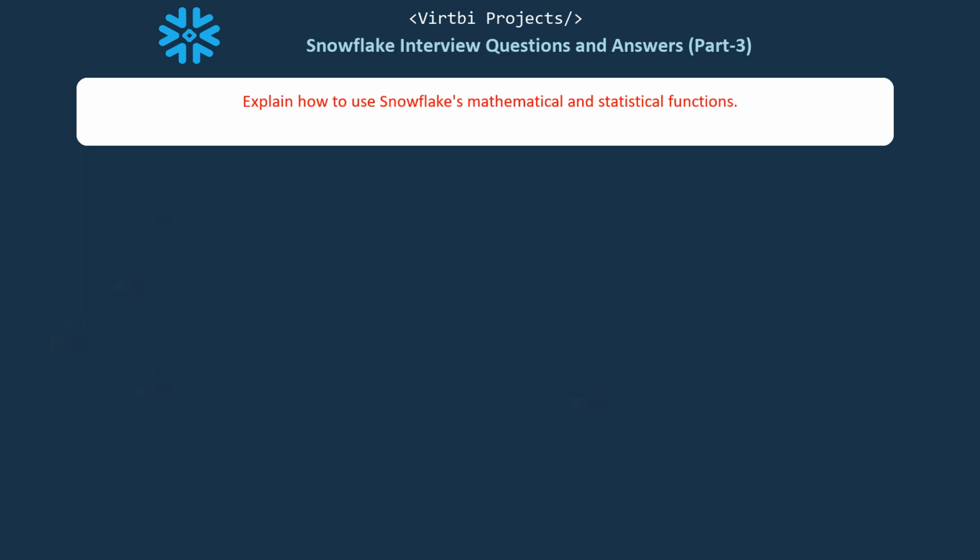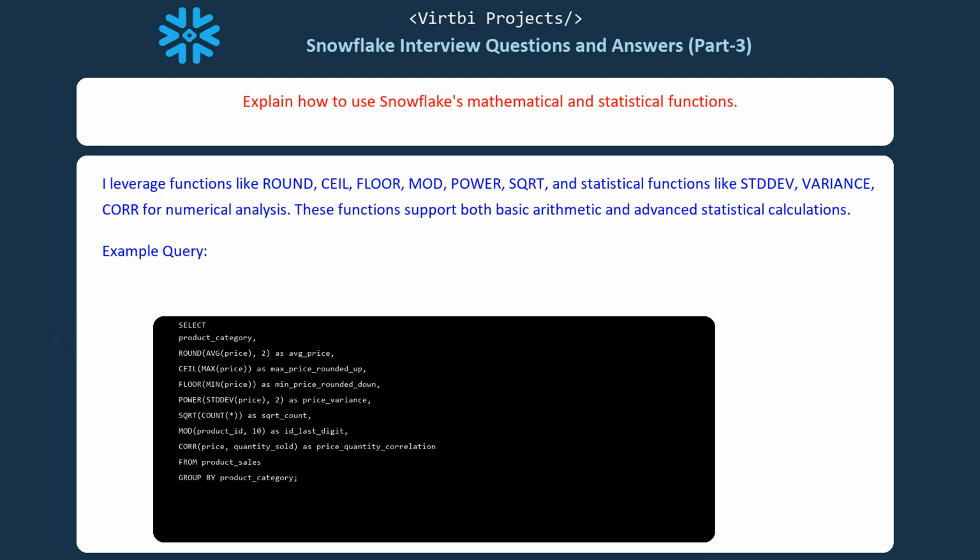Explain how to use Snowflake's mathematical and statistical functions. I leverage functions like round, ceil, floor, mod, power, sqrt, and statistical functions like stddev, variance, corr for numerical analysis. These functions support both basic arithmetic and advanced statistical calculations. Here's an example query.